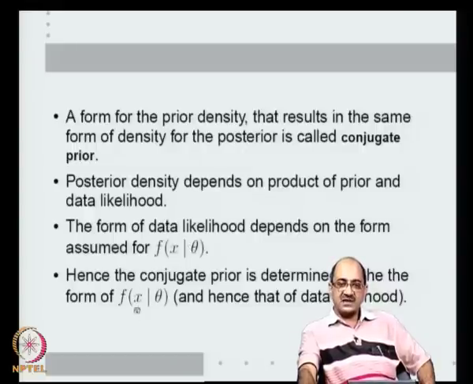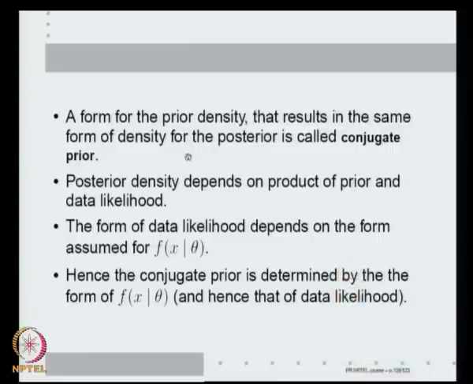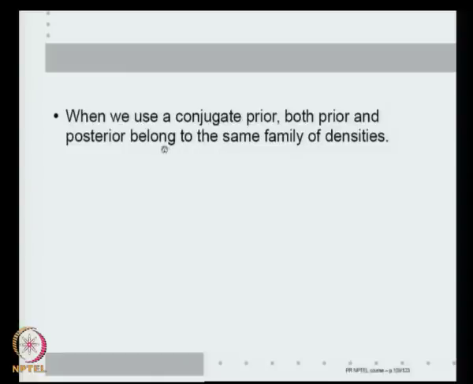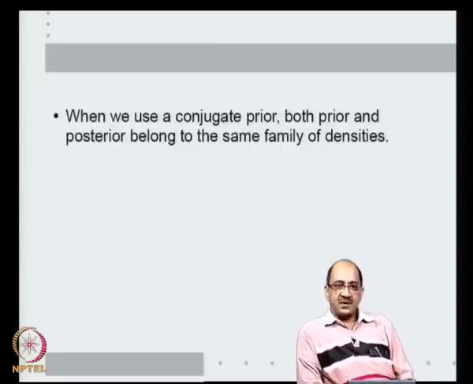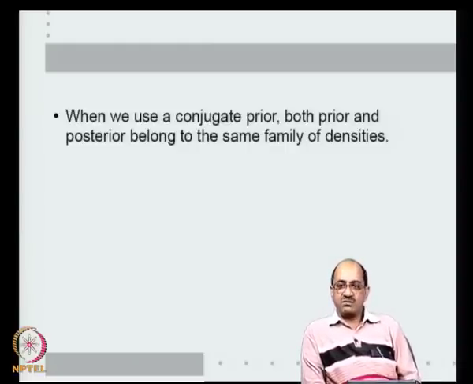So, ultimately, what is a conjugate prior is determined by the assumed model and the data likelihood. So, for a given model and hence a given data likelihood, there will be some density for p of theta that becomes conjugate. So, when we do Bayesian estimation, we will choose the right prior so that it is a conjugate prior. We will see many examples of this next class, but the main point here is that when we use a conjugate prior, both prior and posterior belong to the same family of densities. So, the prior might be a normal with mean mu 0 and variance sigma 0, and the posterior will also be normal, the only thing that may change is the mean and variance, so, maybe mean mu n and variance sigma n.